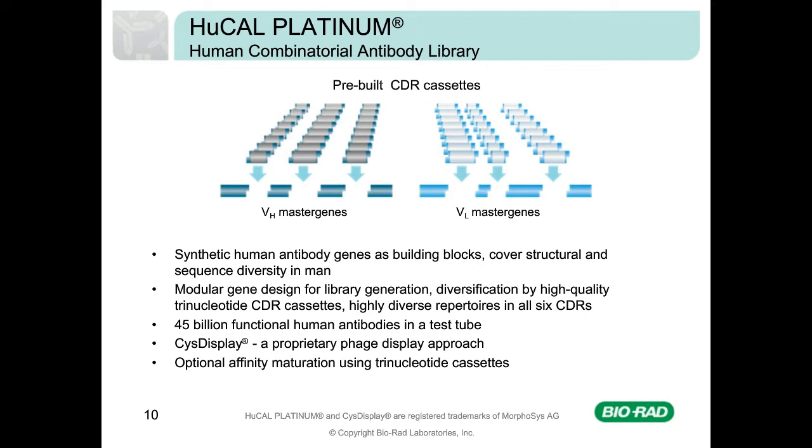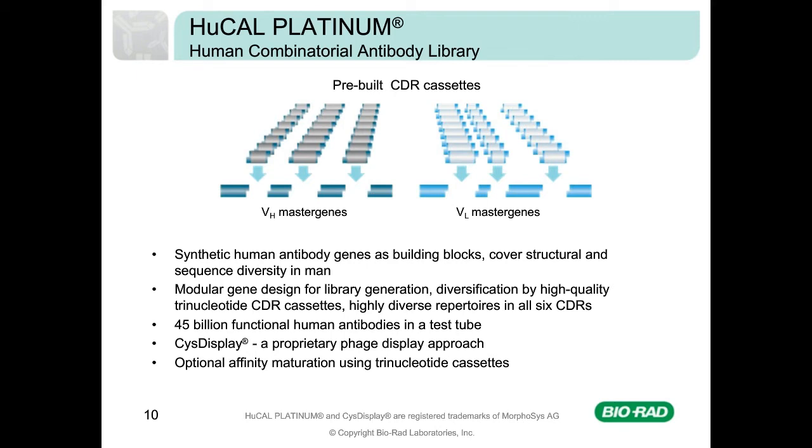It is a very large library containing 45 billion functional human antibodies. For selection of antibodies from the library, we use cis-display, which is a proprietary phage display method where the Fab is linked via a disulfide bond to a phage coat protein, allowing elution of phage with reducing agents. The modular design of the library allows straightforward affinity maturation using pre-made trinucleotide cassettes. I will show an example in a few slides.